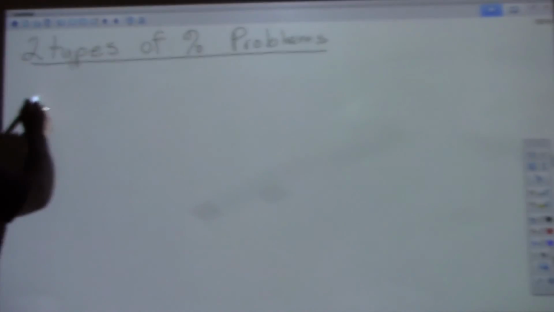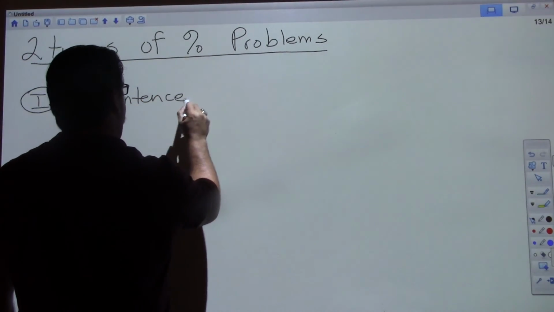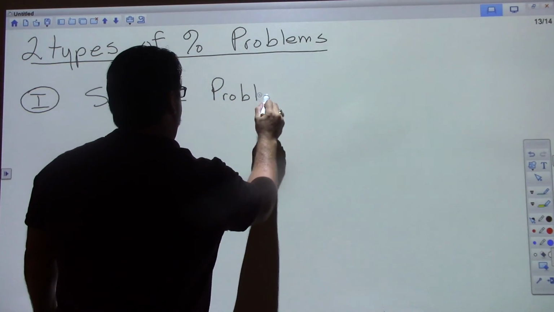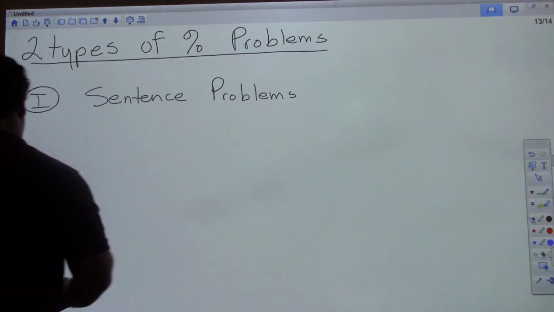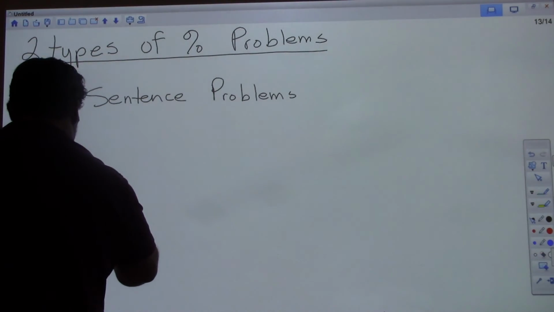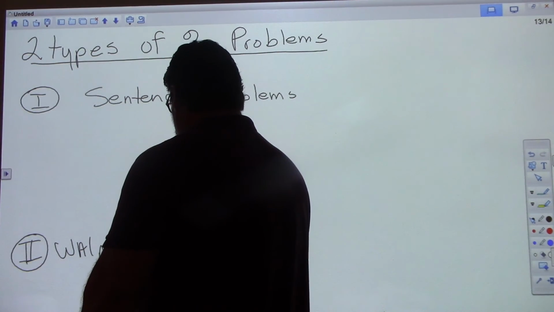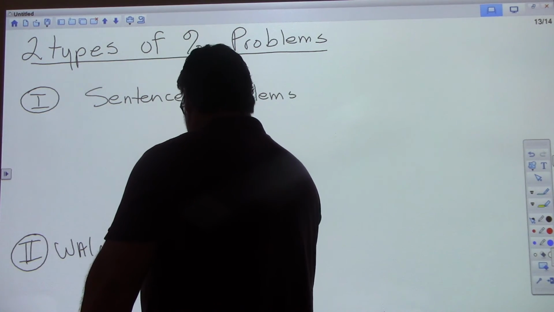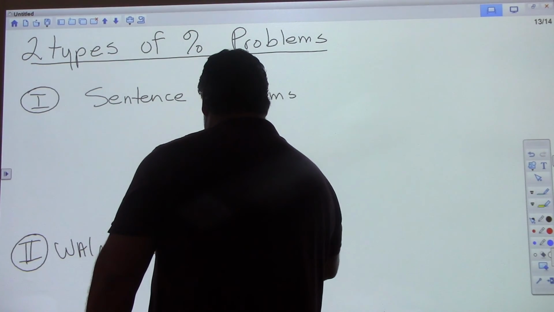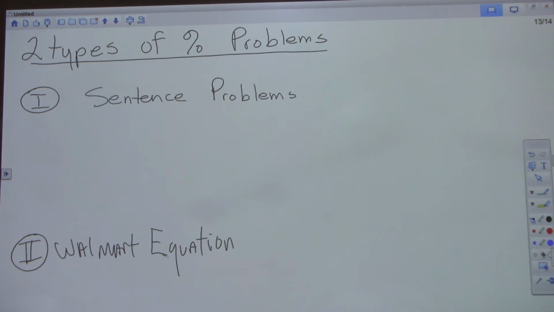There's what I call the sentence problems. And then there is the Walmart equation. Say that again? The Walmart equation. Oh, Target equation, whatever you want to use. You can say Walgreens equation if you want to. All right? Because everybody's used it. It's called taxes. You ever walked into a store and you only had $10 in your bank account or your pocket? Don't say you didn't, because you'd be lying.